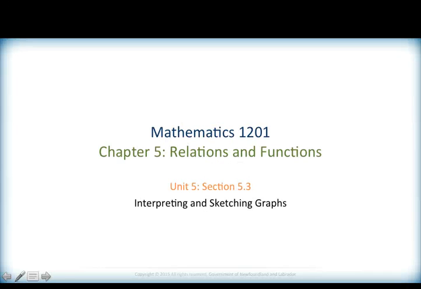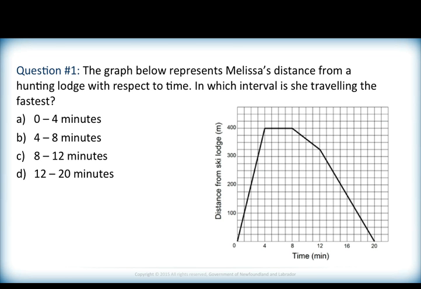In this lesson, we will cover questions from Unit 5, Section 5.3, Interpreting and Sketching Graphs. Question 1. The graph below represents Melissa's distance from a hunting lodge with respect to time. In which interval is she traveling the fastest?